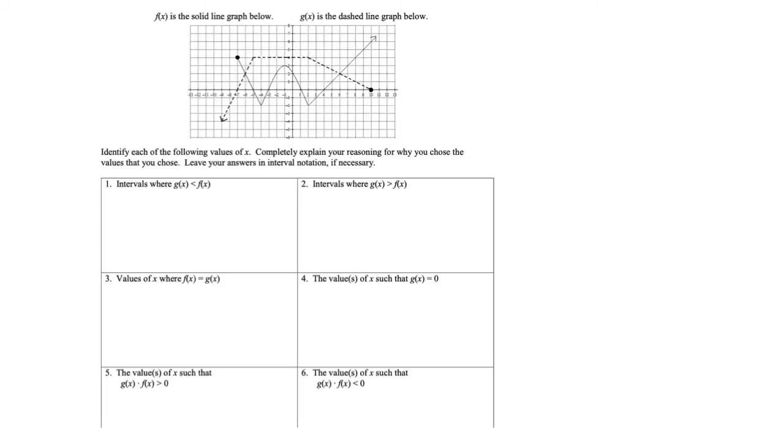All right, you can continue on and get homework solutions, or stop the video from here and do your homework and then come back and check it. All right, this is day 5's homework. We are going to remind ourselves that f of x is the solid line and g of x is the dashed line. So for the first part, identify each of the following values of x, and this is going to go back through everything. So the first one, intervals where g of x is less than f of x.